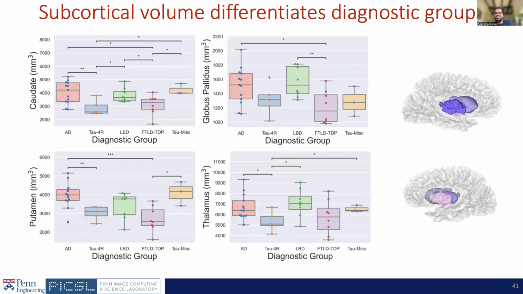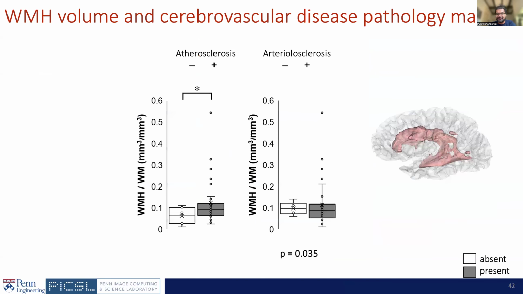Lastly, we highlight some studies which are possible due to the developed parcellation scheme in postmortem imaging. In terms of other segmented structures, Alzheimer's is not only implicated in cortical gray matter, but has also shown manifestations in other subcortical areas. Here, the subcortical volume was able to differentiate between different diagnostic groups.